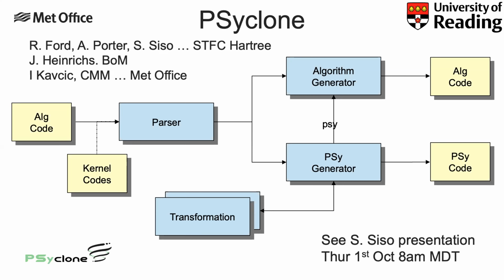So basically, if you have your code, then the Cyclone code has a parser, so it will read the code, and then you can use the algorithm generator to generate the actual algorithm code that you give to the compiler, and the parallelization code that you give to the compiler. But you can also do transformations to change that depending on what kind of parallelization you want to achieve. So that's a very high-level schematic or sketch cartoon of what Cyclone actually does.